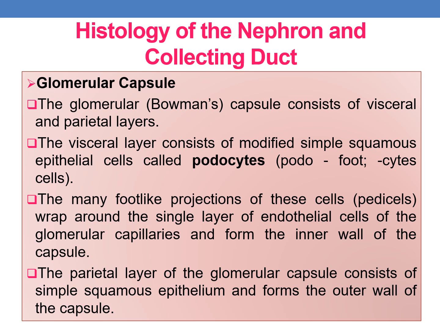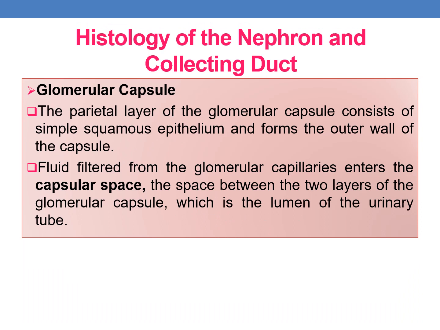The visceral layer forms the inner wall of the capsule, whereas the parietal layer of the glomerular capsule consists of simple squamous epithelium and forms the outer wall of the capsule. The fluid filtered from the glomerular capillaries enters the capsular space, that is the space between the two layers of the glomerular capsule, which is the lumen of the urinary tube.